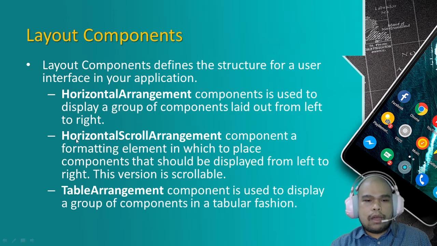Okay, now we also have the horizontal scroll arrangement. So, a component formatting element in which it places the components that should be displayed from left to right. Okay, ano pinagkaiba nila? The main difference lang nitong dalawa na to is yung second one is scrollable. So let's say for example, you want your mobile application para mag-scroll from left to right or right to left, you'll be using yung ating horizontal scroll arrangement. Then we also have your table arrangement. So component is used to display a group of components in a tabular fashion. So basically, pwede natin silang i-display na parang naka-table sila.